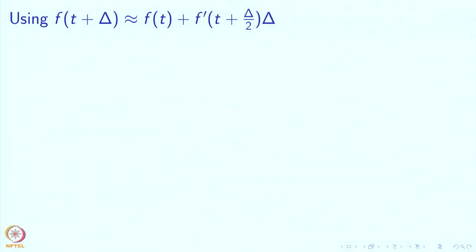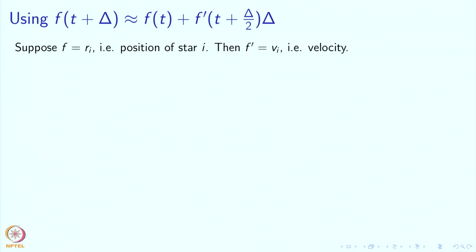All right, so let us now try to apply this in the context of cosmological simulation. So, we'll do exactly like how we proceeded before. So, let's say f is Ri. Okay, so this f is Ri, and Ri, as we know, is the position of star I. So, what is f dash? Well, f dash is the derivative of position, which is the velocity. Again, we are going to let t be 0. So, what does this give us? Okay. So, this tells us that the position at time delta is the initial position plus the velocity at the middle of the interval times delta.